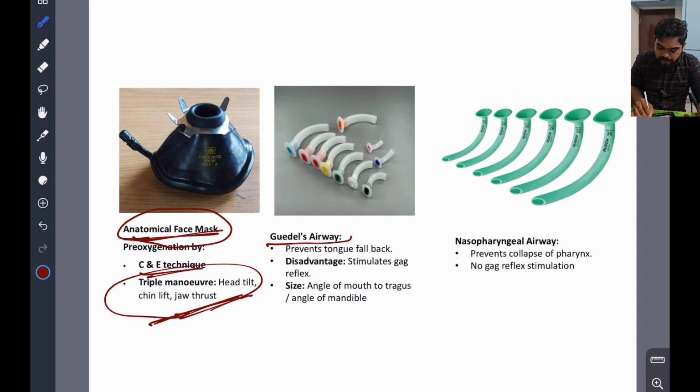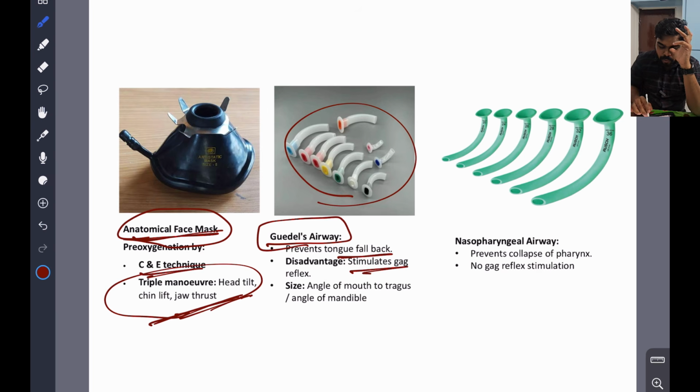This is nothing but Goodell's airway. See, it prevents tongue fall back. I already told, and it stimulates the gag reflex. That is the side effect. Okay, so different sized Goodell's airways are there.